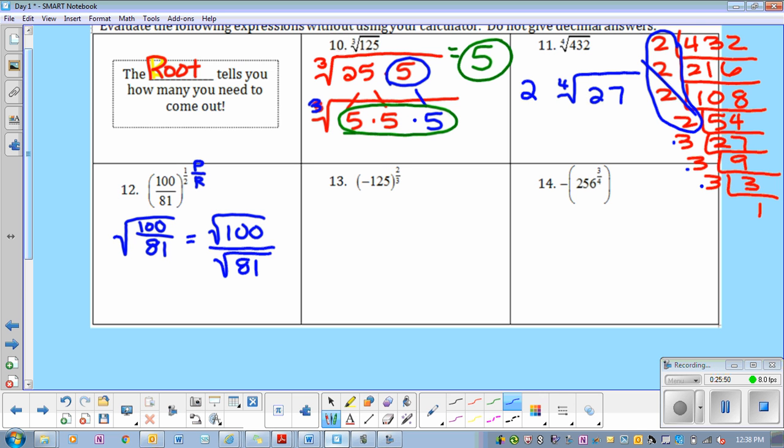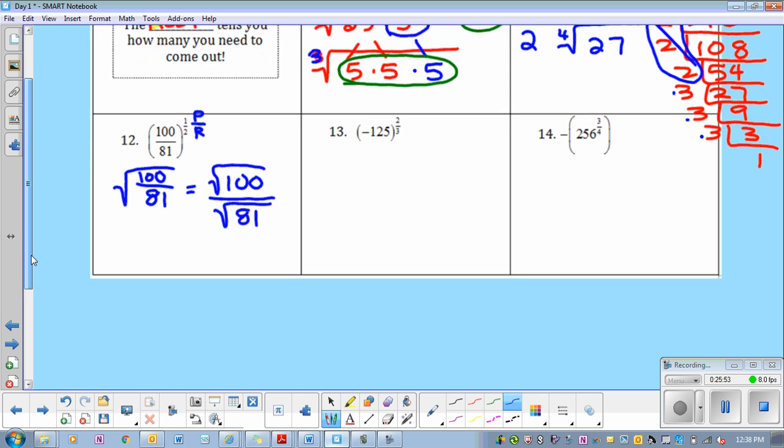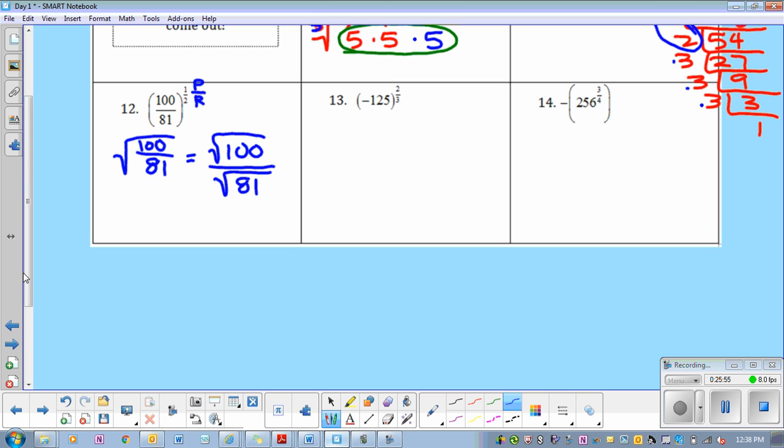You put the 2 in the corner, and then the 2 on the shelf. But you don't have to write that, because if it's not written there, then it's known. It's just this 2. Square root of 100 is 10.